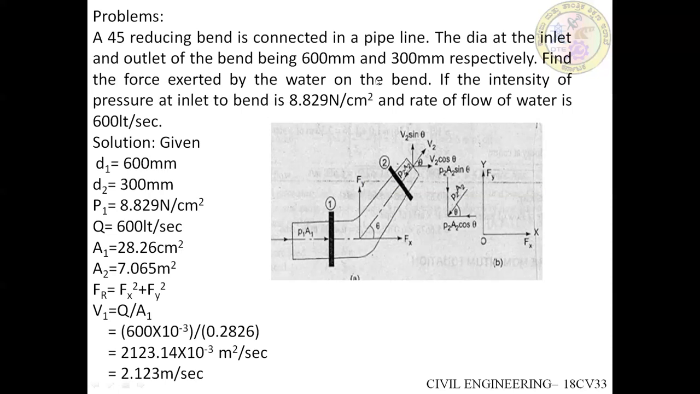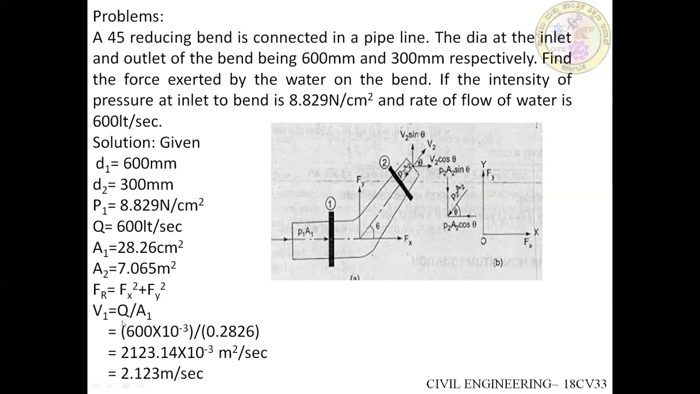Find the force exerted by the water on the bend if the intensity of pressure at inlet to the bend is 8.829 Newton per centimeter square and the rate of flow of water is 600 liters per second. Here D1, D2 values are given, P1 value is given, and Q is given in liters per second. You need to convert it into meters cube per second, and area 2 you can calculate. You need to determine the Fx and Fy values.